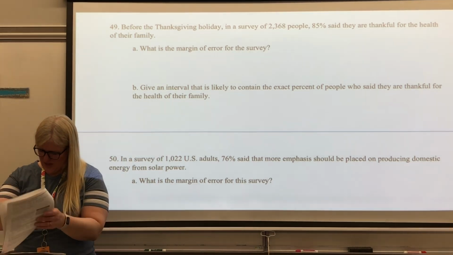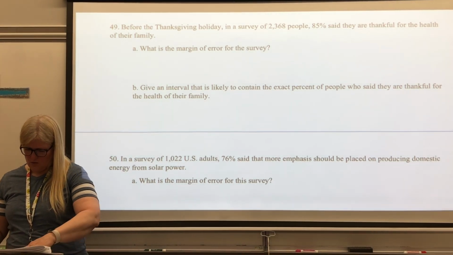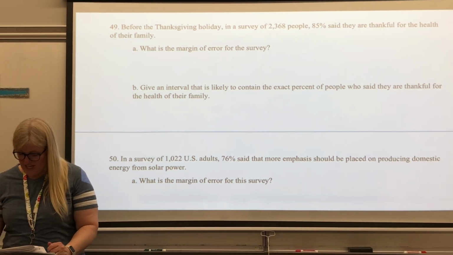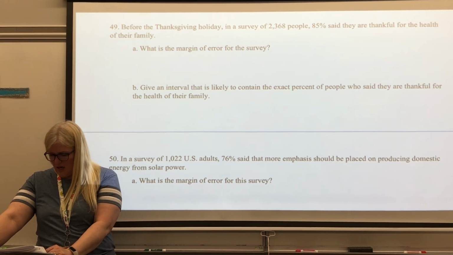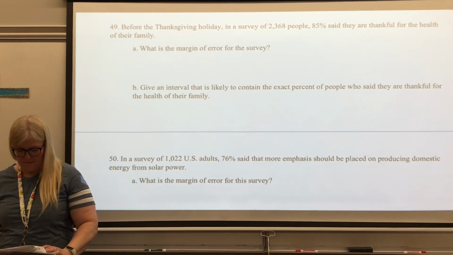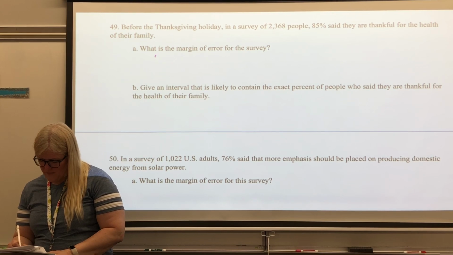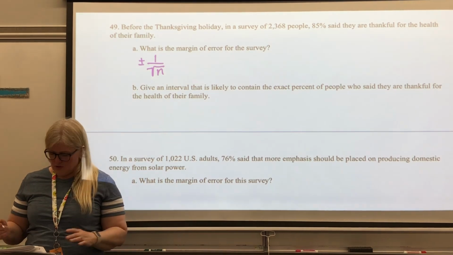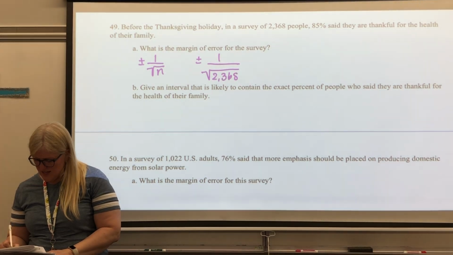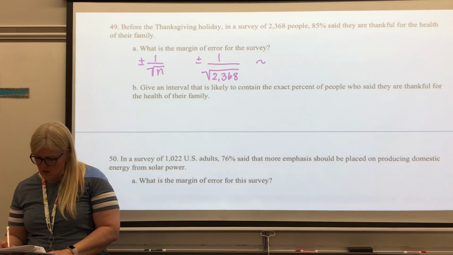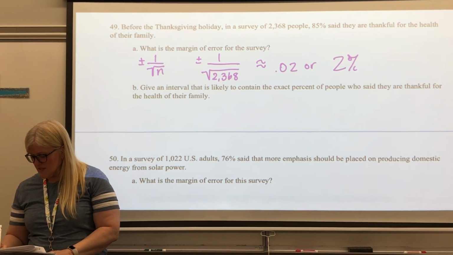So this says, before the Thanksgiving holiday, in a survey of 2,368 people, 85% said they are thankful for the health of their family. Aww. Okay, what is the margin of error for the survey? Remember that our margin of error is 1 over the square root of n, n being the number of people surveyed. So we have plus or minus 1 over the square root of 2,368 people, which is approximately 0.02 or 2%.